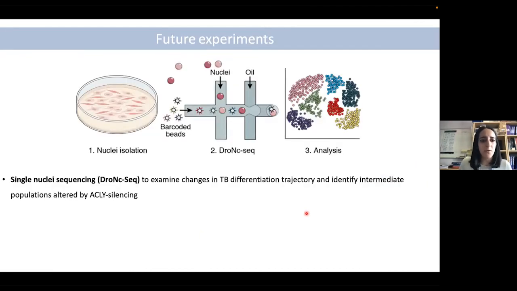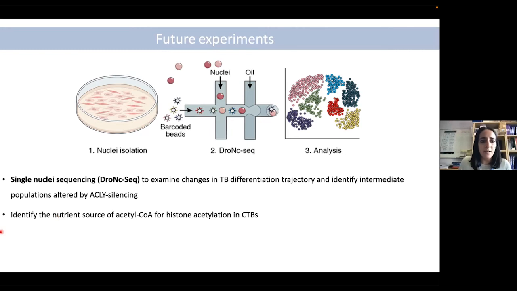So just quickly, what I'm doing at the moment is performing single nuclei sequencing to examine the changes in the trophoblast trajectory and see what happens when we knock down ACLY. So we isolate the nuclei from the cells, which are then pushed into a microfluidic device and embedded in tiny oil droplets with barcoded beads, so we can track our cells. And this is how we can then differentiate the different populations that might be in my cell model.